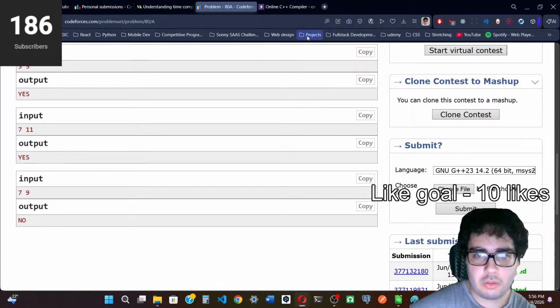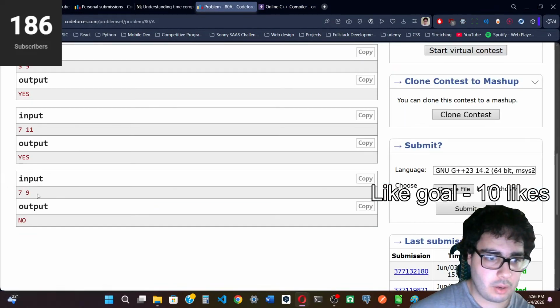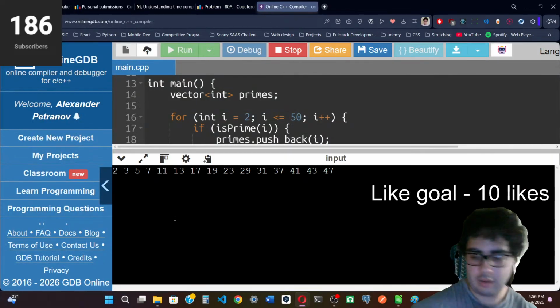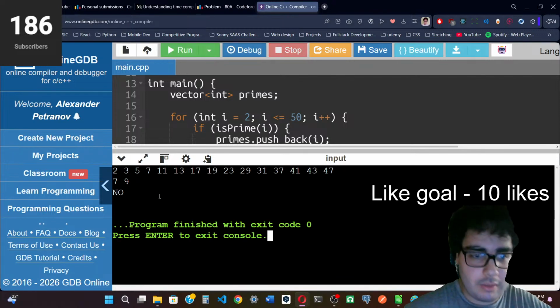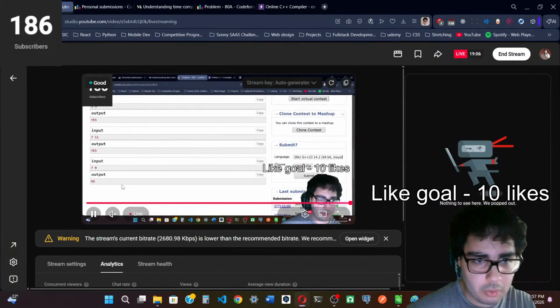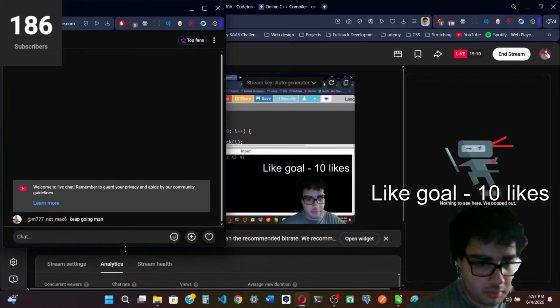And then finally, for the final test case, we're not going to get yes, because 9 is not a prime number, and it is not present in the array. The next number after 7 is 11, which means it's not 9. Also, 9 is not prime. And so we're going to get no as the answer. Okay, and that is basically it for that one.